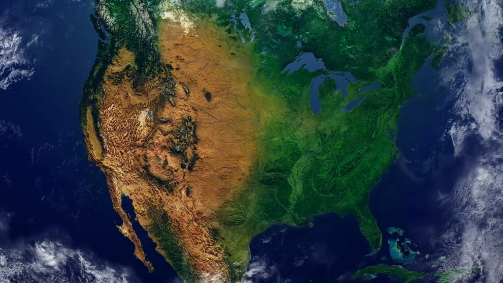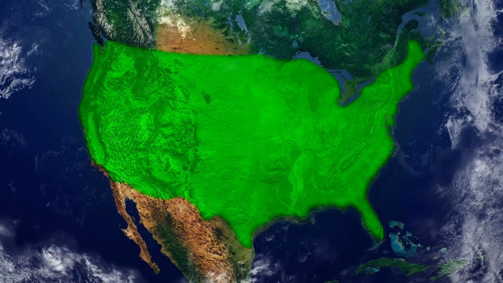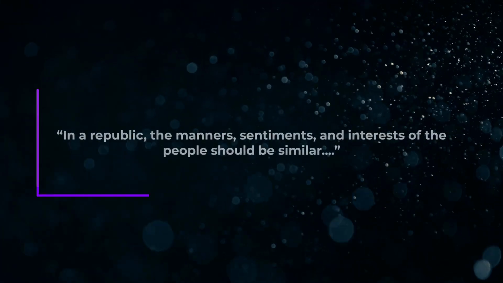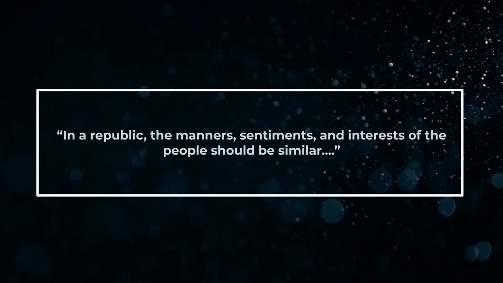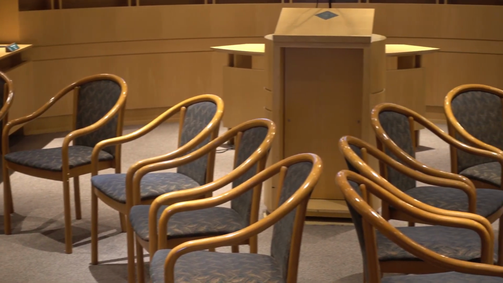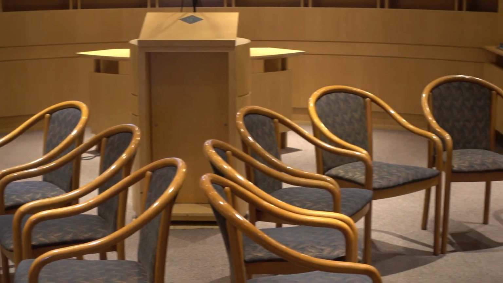Brutus argues that a large, centralized republic would distance government from the people, making it harder for citizens to have meaningful input in the political process. He writes, "In a republic, the manners, sentiments, and interests of the people should be similar," suggesting that only small, localized governments under a participatory democratic model can truly represent the will of the people.